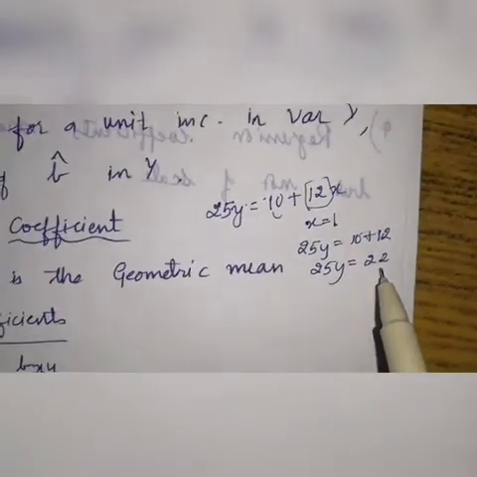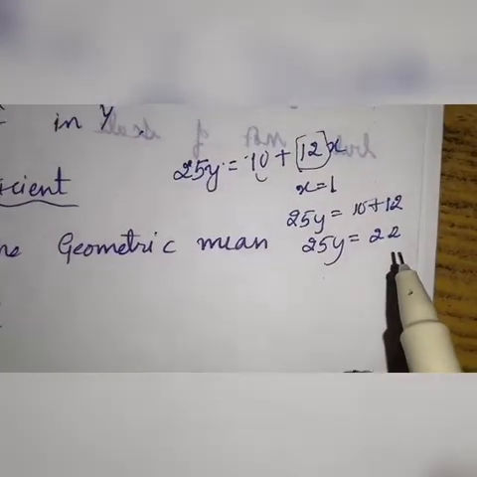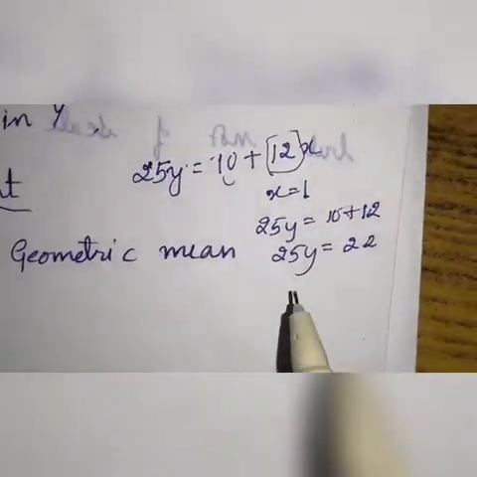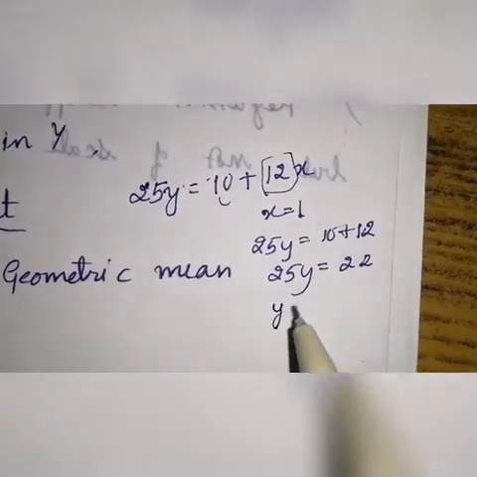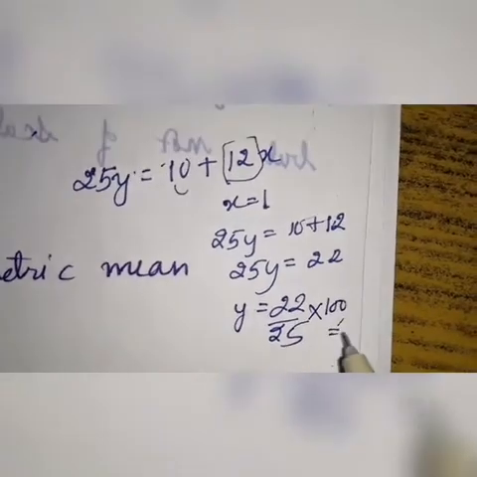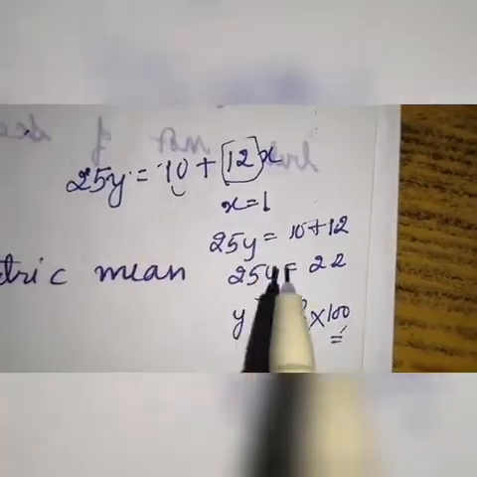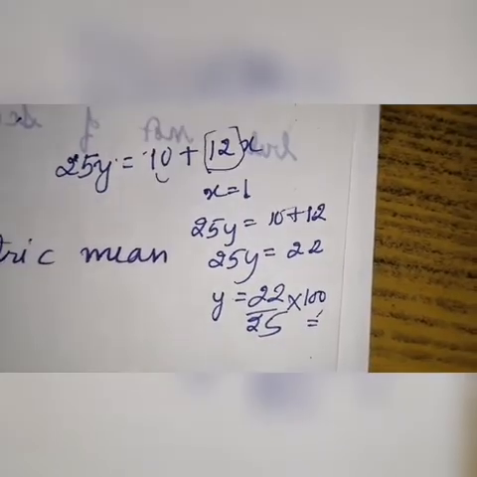y increases, there's about 22% or 22 units increase in y. Or 22 by 25, you can give a percentage. This would be the percentage increase for 1 unit of x. So this is how you predict the values of y based on x.